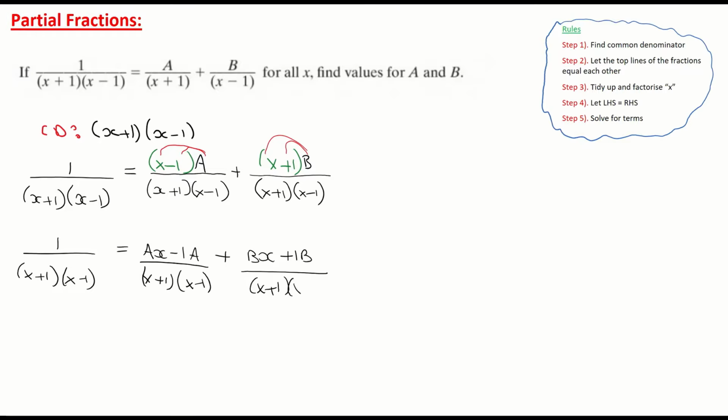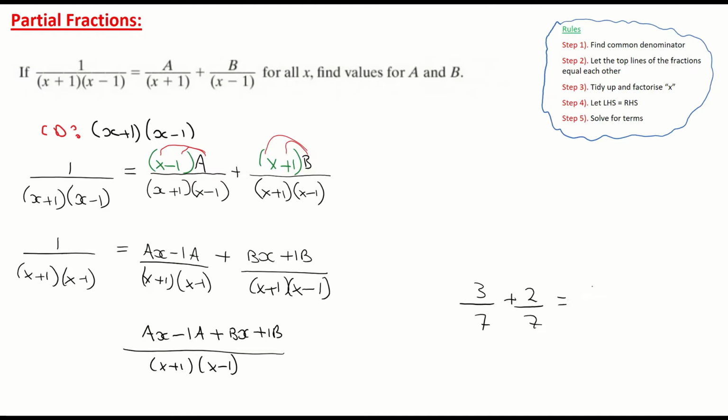The next step now is when you add these two fractions together. So I'm basically just going to put them as one fraction. So it's ax minus 1a plus bx plus 1b all over my common denominator of x plus 1 times x minus 1. So I'm just adding the same fractions with the common denominator, because it's like this question. If I had 3 over 7 plus 2 over 7, I add the tops and I get 5 over 7. So that's all I'm doing there. I'm adding the fractions together.